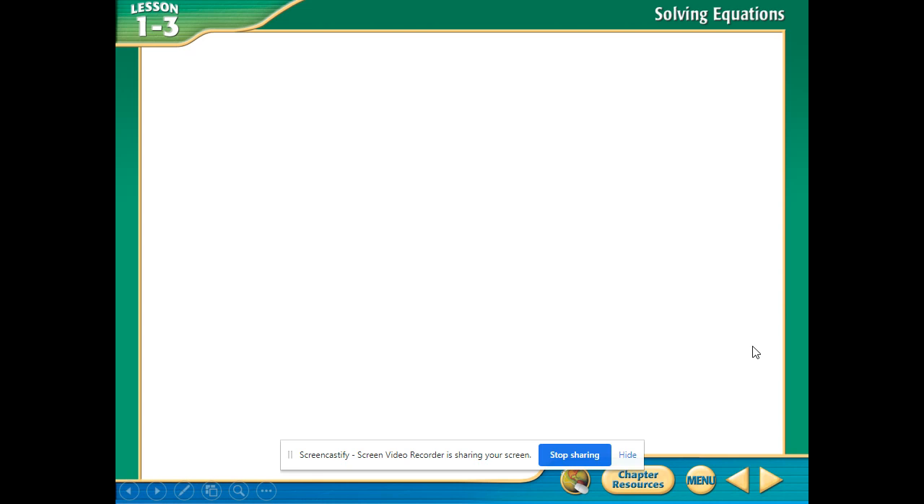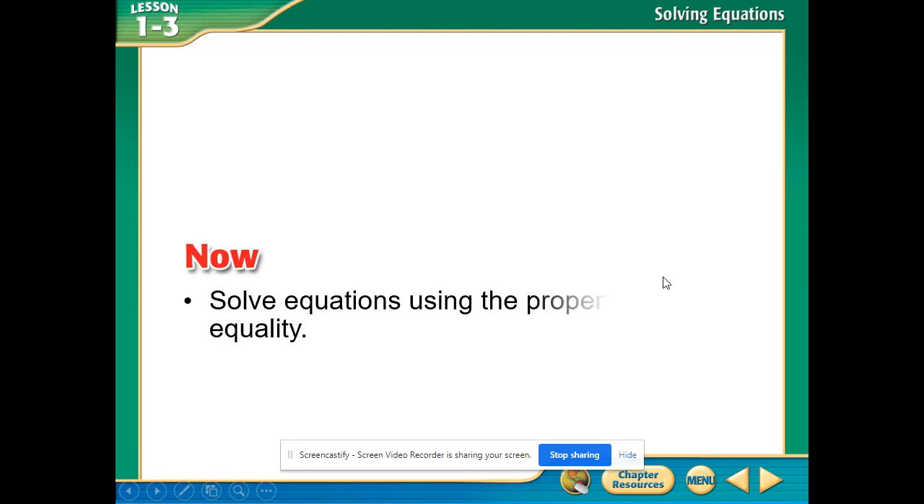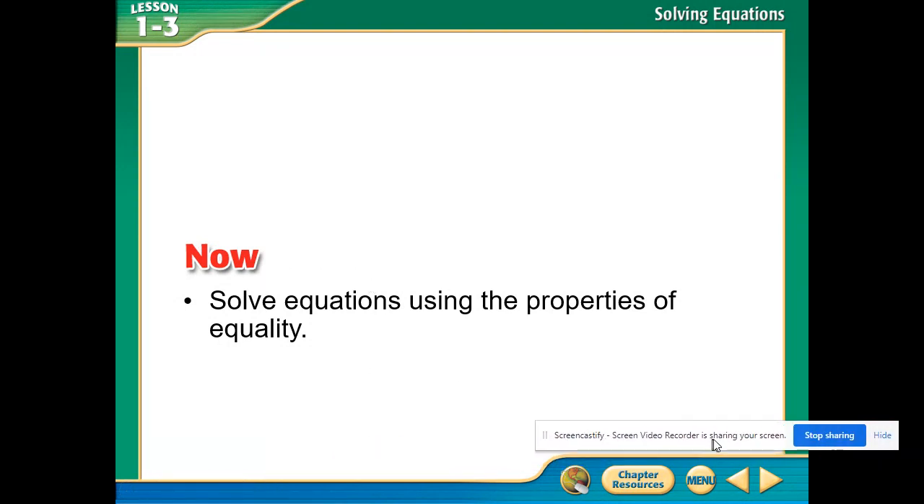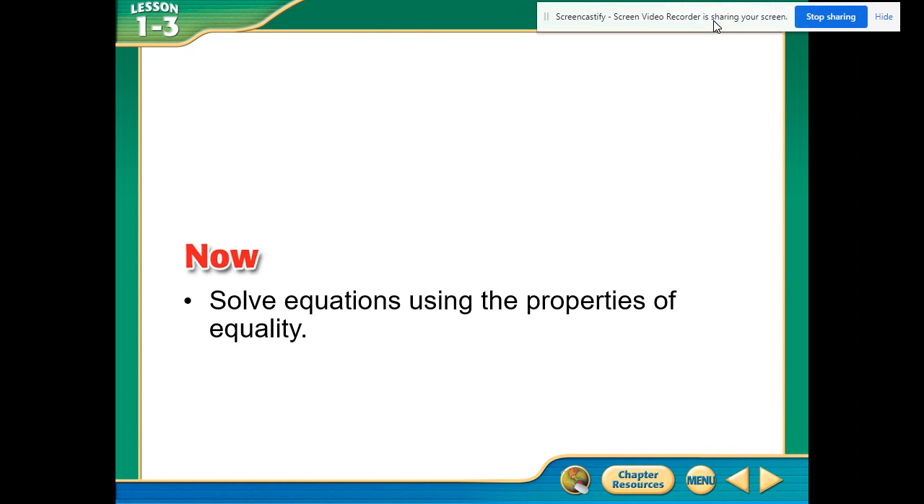Hi, today we're going to talk about solving equations. So what's our objective? We're going to solve equations using the properties of equality. Let me move this out of the way, maybe up top here.